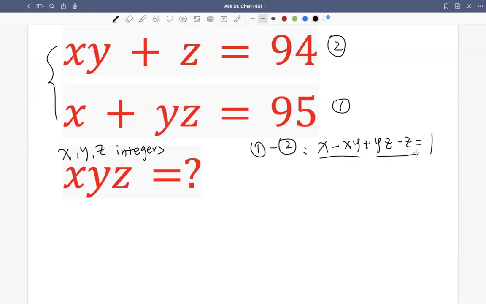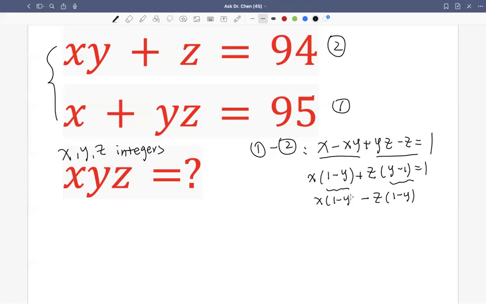Group those two, group those two. These two have x in common, so factor x out: x times (1 minus y). And these two have z in common, so let's factor out z, and then we have y minus 1. This term we have 1 minus y, and this term we have y minus 1, so we can switch this. We can change this one to be negative z times (1 minus y).